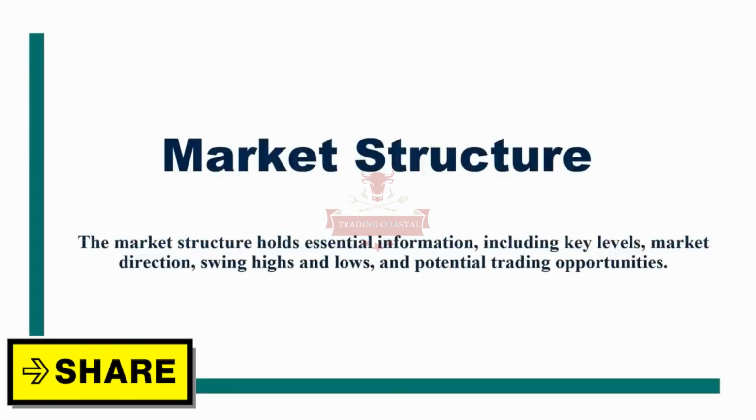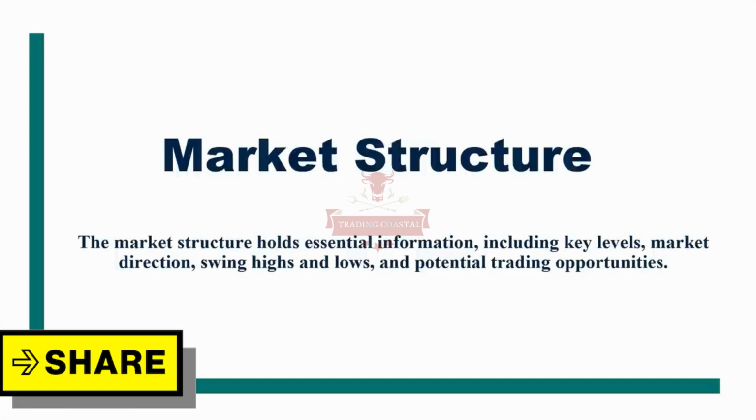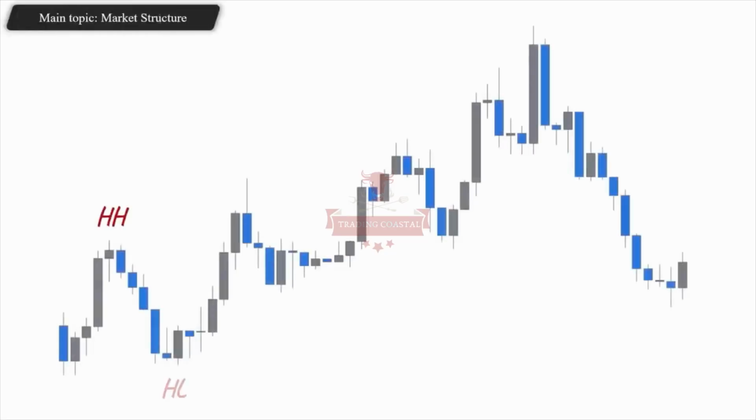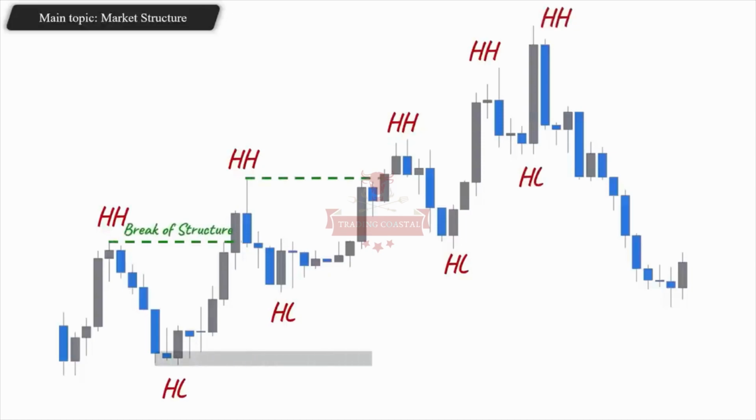The market structure holds essential information, including key levels, market direction, swing highs and lows, and potential trading opportunities. Let me show you some basic concepts about the smart money market structure. As you know, in an ideal uptrend, the market continuously makes higher highs and higher lows. Every time market breaks a structure to the upside, a demand level is automatically created.